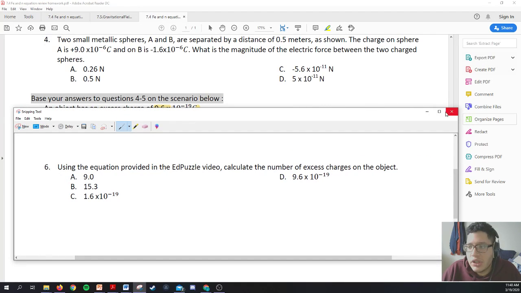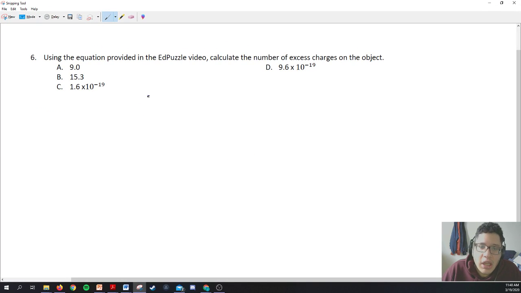I corrected it. If you did it off of the second period group chat or Google Classroom, then it should be corrected. But yeah, it wasn't corrected when you first got it. So the equation provided in the puzzle video is the equation that I gave in the stream yesterday, which was Q equals NE, with Q being the total charge, N being the number of electrons or protons or particles or whatever, and E being the elementary charge.